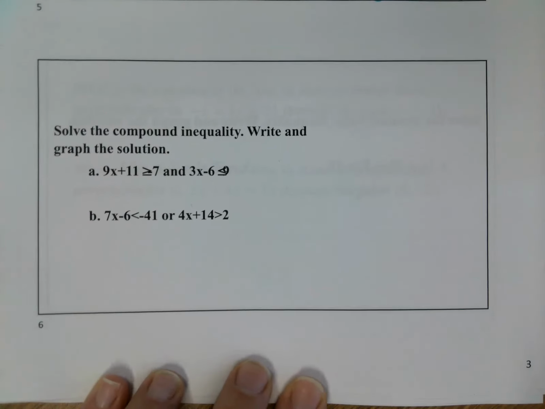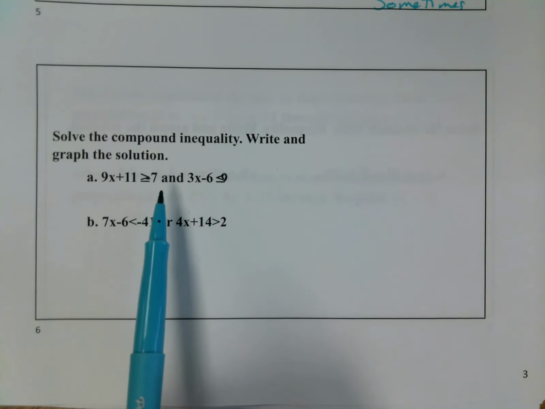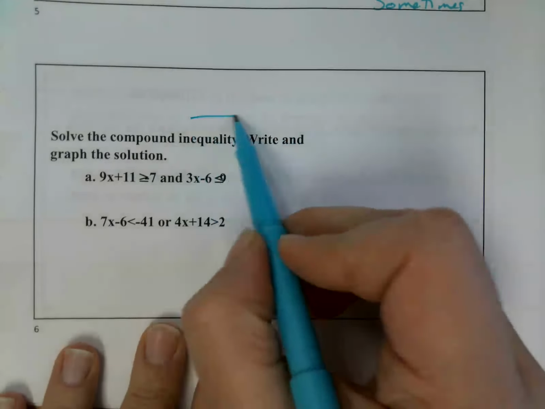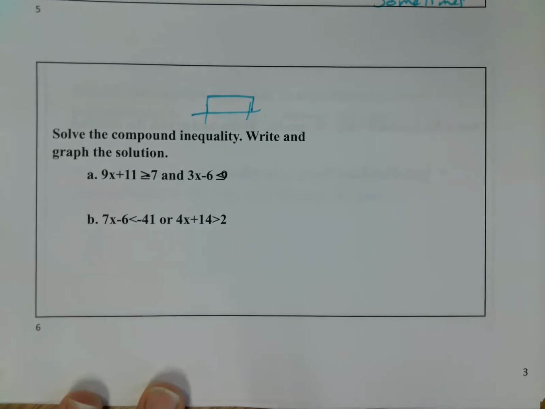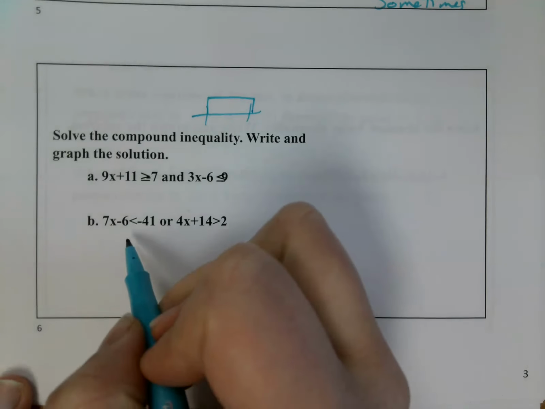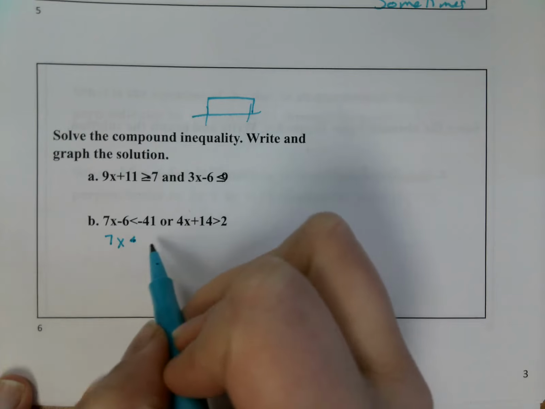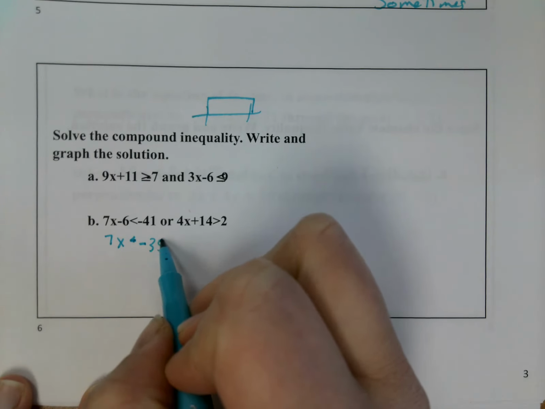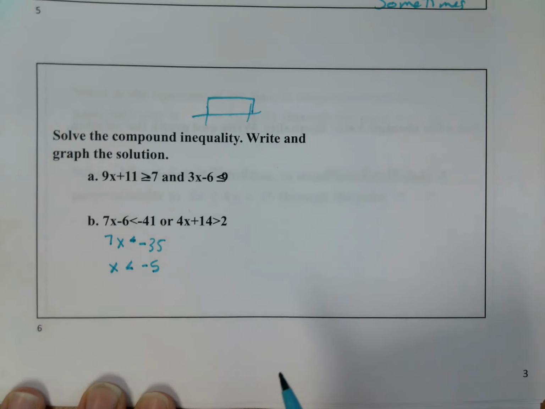Next question to review is to solve the compound inequality. So an and statement means it's going to be shaded in between. Remember, when you're shading, it would be shaded in between, kind of like that. Or statement, let's solve this one. So I'm going to solve each one of these separately. So first thing I'm going to do is add over the 6. So 7x is less than negative 35. So x is less than negative 5. That's one of my numbers.